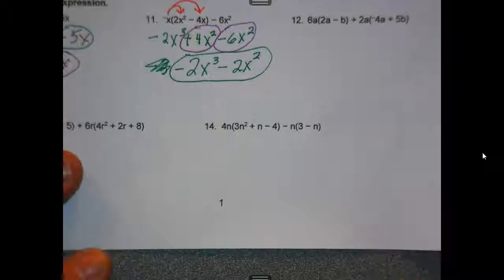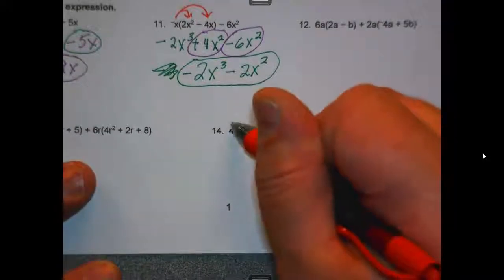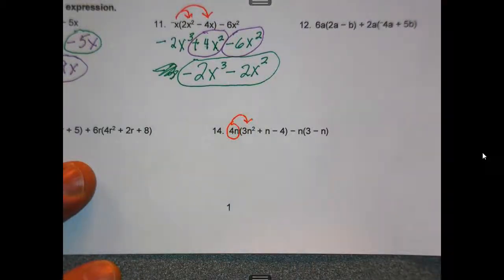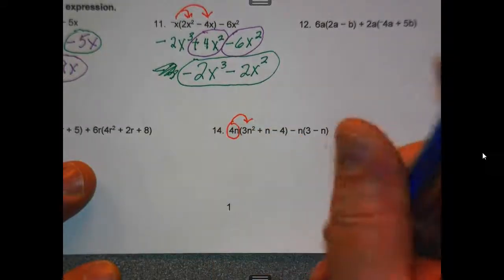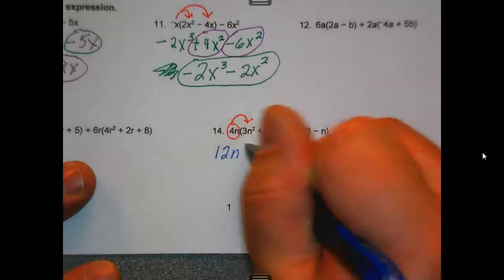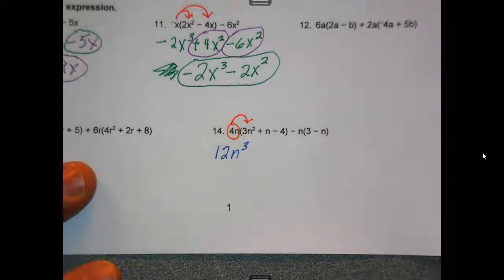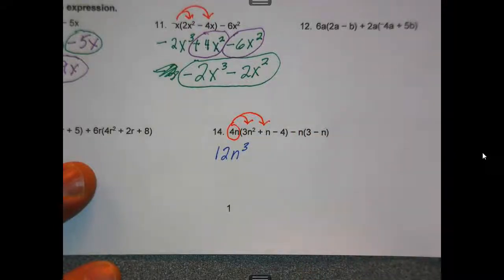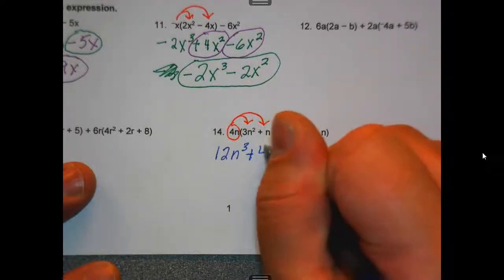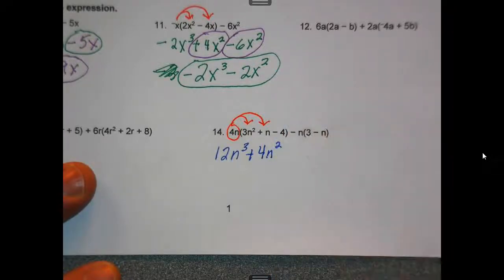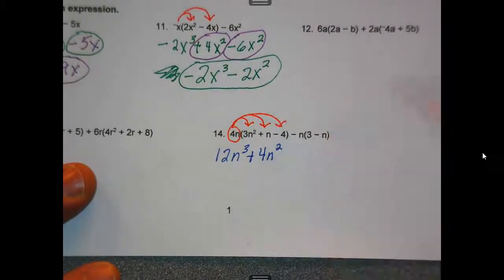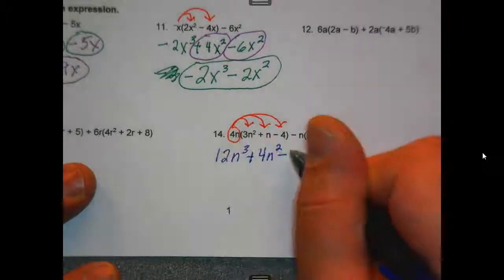Number 14. See, 4n is in front of this side of parentheses, so 4n times 3n squared, 12n cubed. 4n times positive n, positive 4n squared. 4n times negative 4, negative 16n.